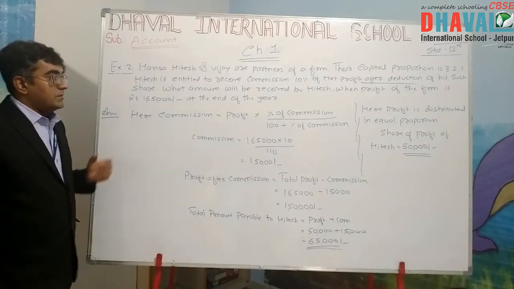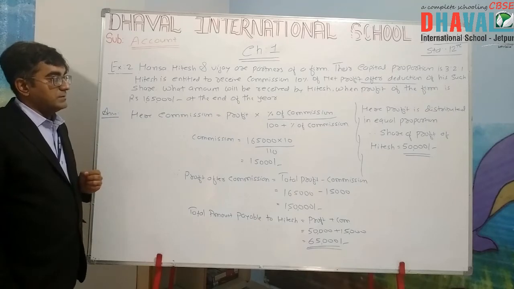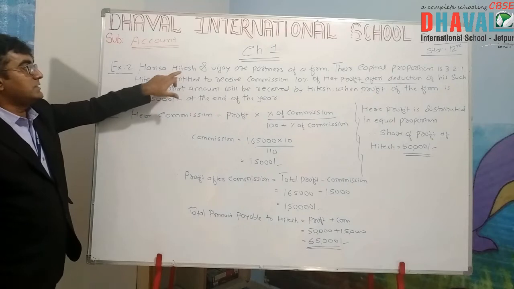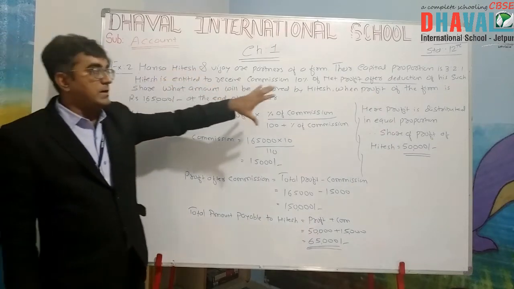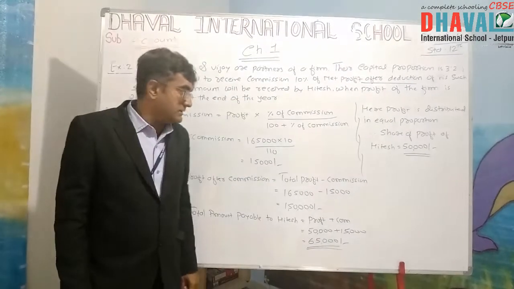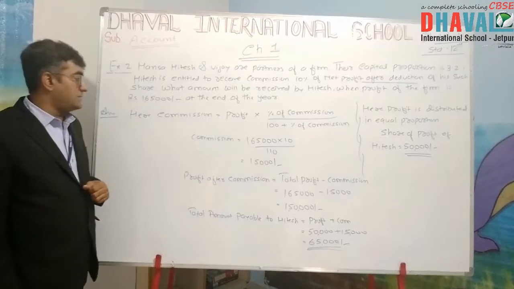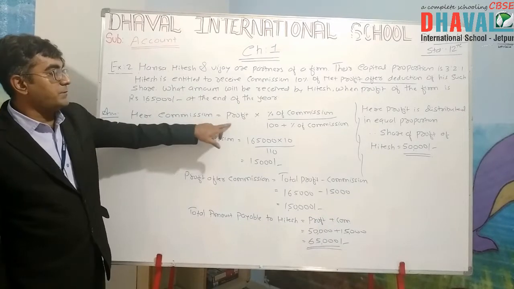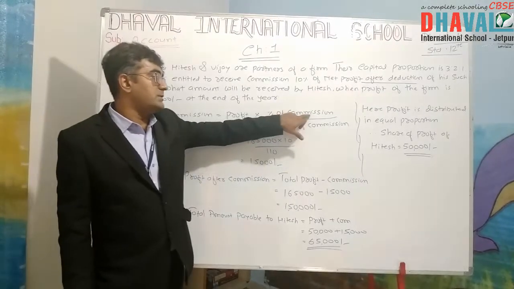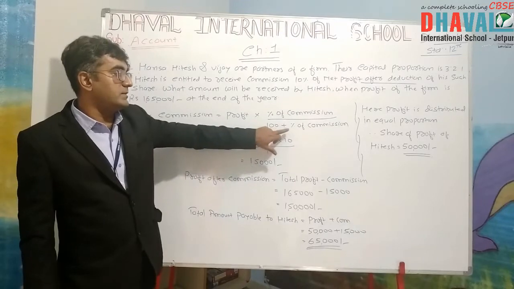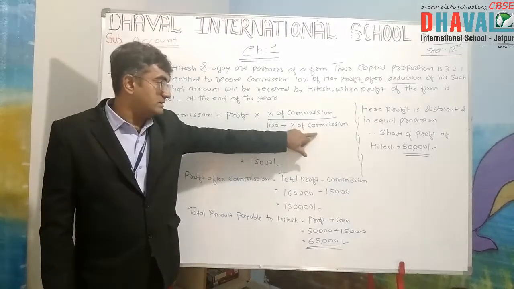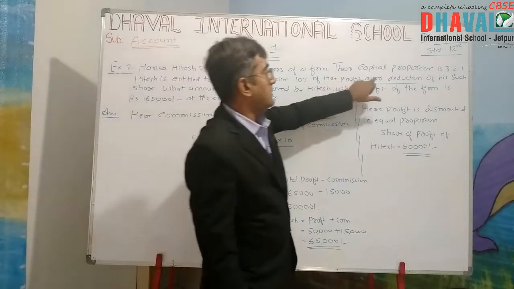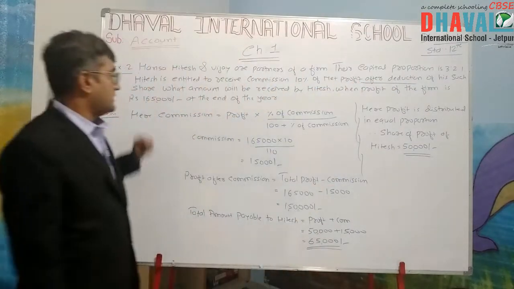So you need to find two things here. First, we need to find the commission which will go to Hitesh, and second, what part of the profit Hitesh is going to receive. So first we calculate the commission. Here we apply the formula of commission: commission equals profit into percentage of commission divided by 100 plus percentage of commission. This formula is applicable when you see the profit after deduction of such commission.